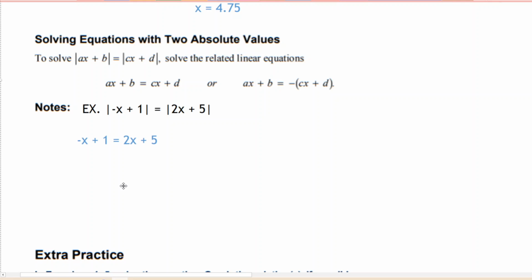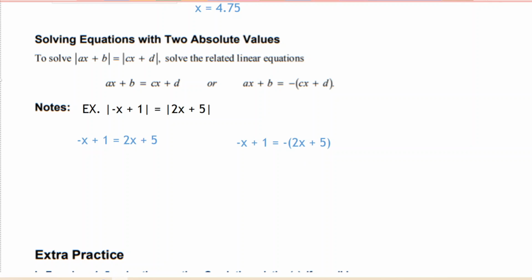The easier one to write would be just to pretend that there were no absolute values at all. So we're going to write this with no absolute values: negative x plus 1 equals 2x plus 5. And then we're going to solve that. But the other one that we're going to solve, we're going to make that first absolute value, negative x plus 1, equal to the negative of 2x plus 5.